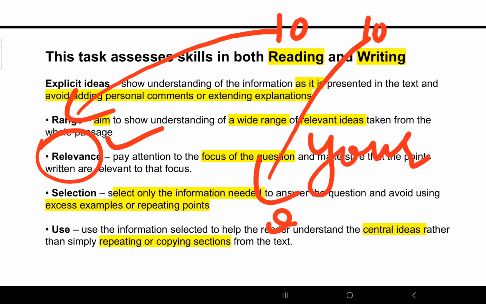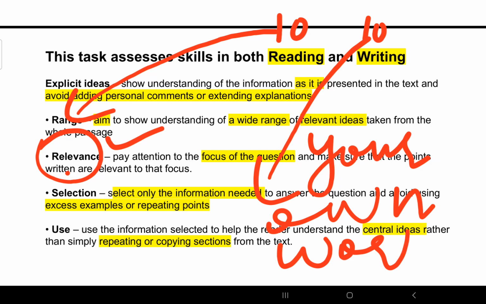Your own words are very important, and you have to rework and reorganize all these relevant ideas in your own words. So for these 10 writing marks, you need to write all these relevant ideas in your own words. You have to select a wide range of ideas and rework them in such a way that they are precise, concise, and only the relevant ones. So this is the distribution of marks: 10 for reading, 10 for writing.